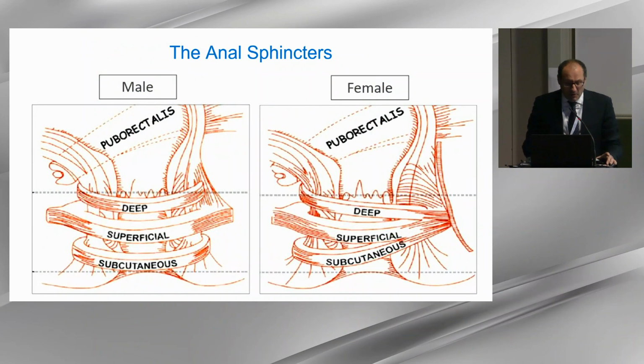And also it's important to consider the difference between male and female, because these three components of the external sphincter, deep, superficial, and subcutaneous, are well represented in male, but not in female, where anteriorly in the anal canal, the deep, superficial, and subcutaneous parts are fused and attached to the rectovaginal septum.